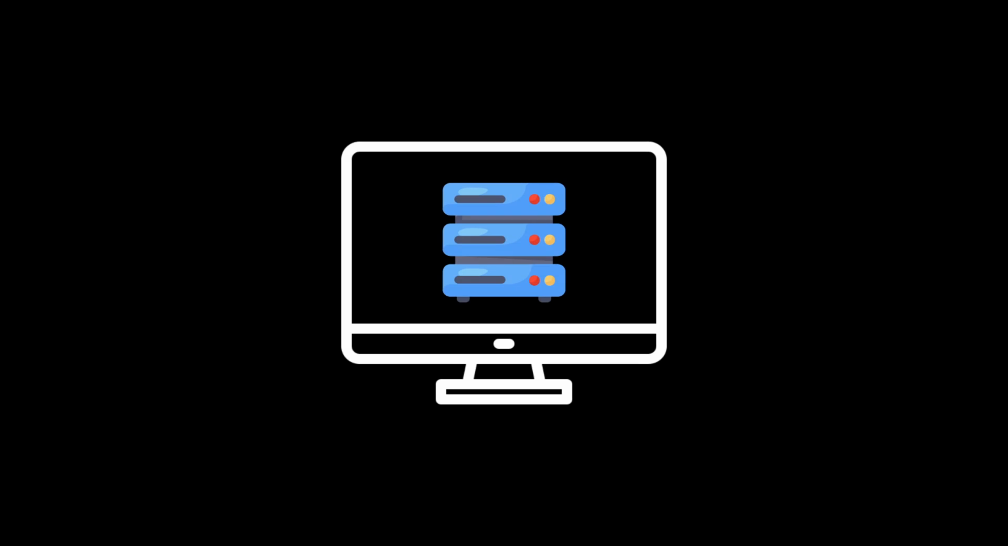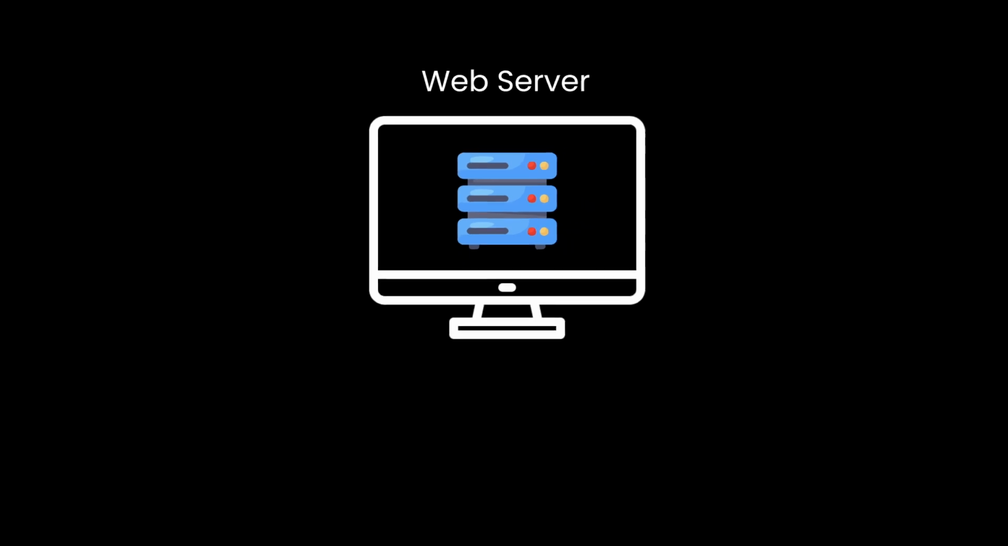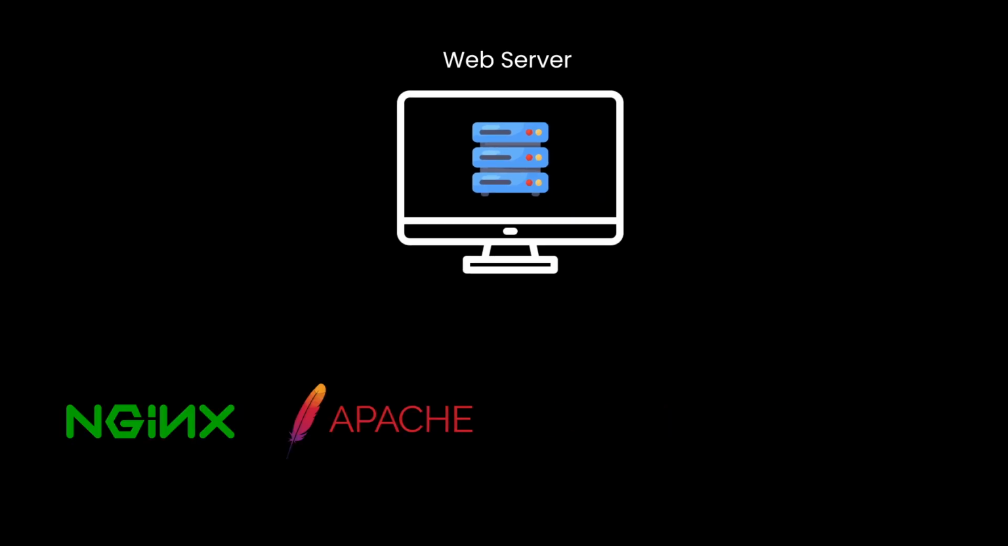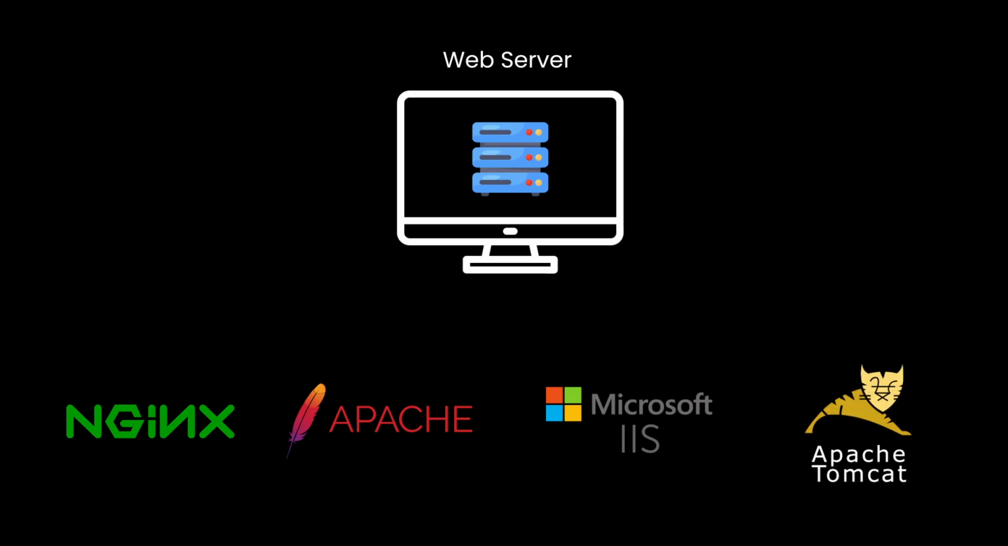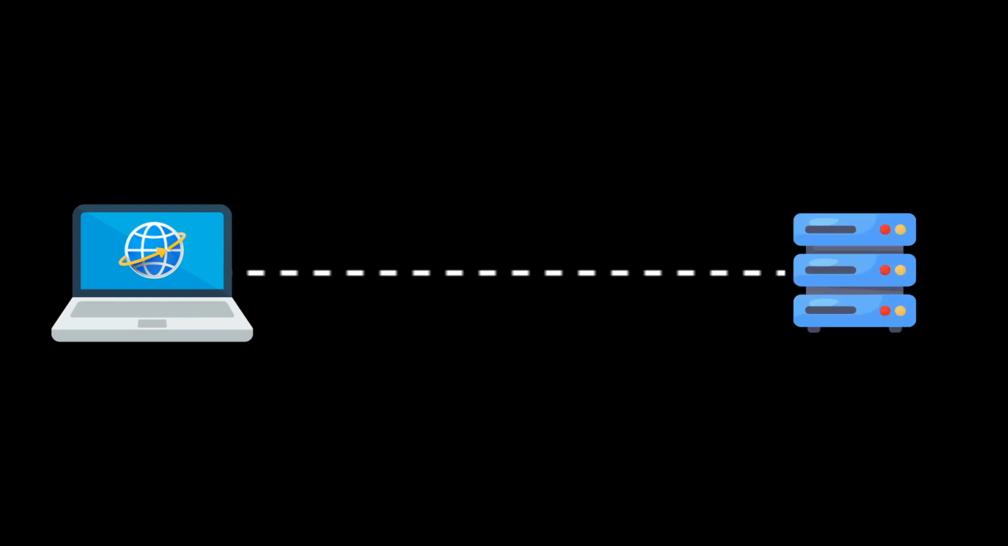The server machine has special software installed to handle such requests, called a web server. Based on the server operating system and the preference of the developer or system admin, the server may have different web servers installed. It may be Nginx, Apache, Microsoft's Internet Information Services, Apache Tomcat, or any other. Once a request is made, the web server receives the request, processes it, and sends the response back to the client.